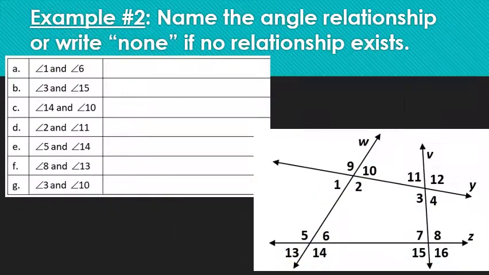All right, moving on to example 2. So we want to name the angle relationship. That would be alternate interior, alternate exterior. So let's tackle a few of these. So let's look at angle 1 and angle 6. So first of all, I need to decide if they're on the same side or alternate sides of the transversal. So if I look at transversal W, they are on opposite sides and they are both interior. So I would call these alternate interior angles.